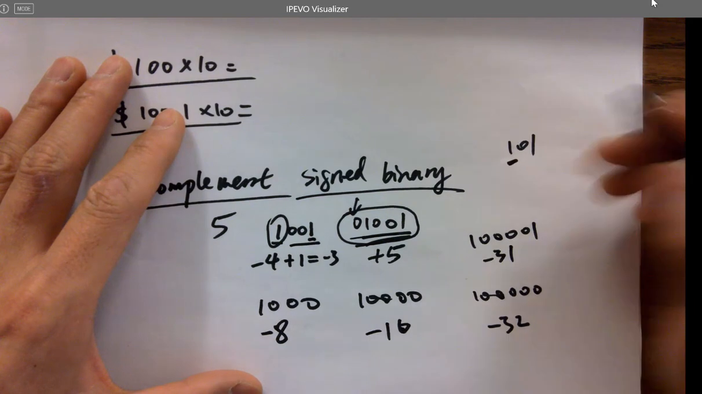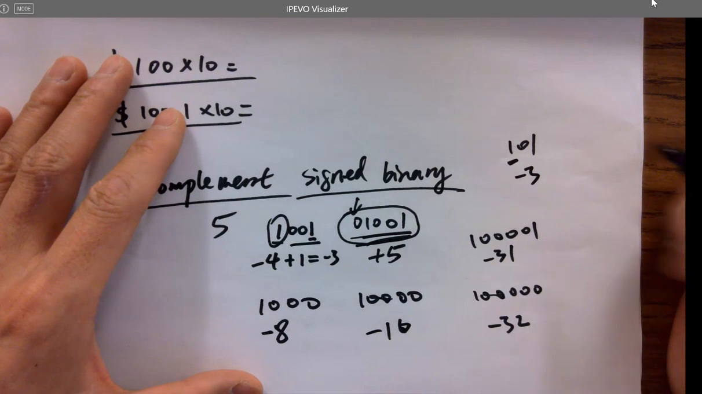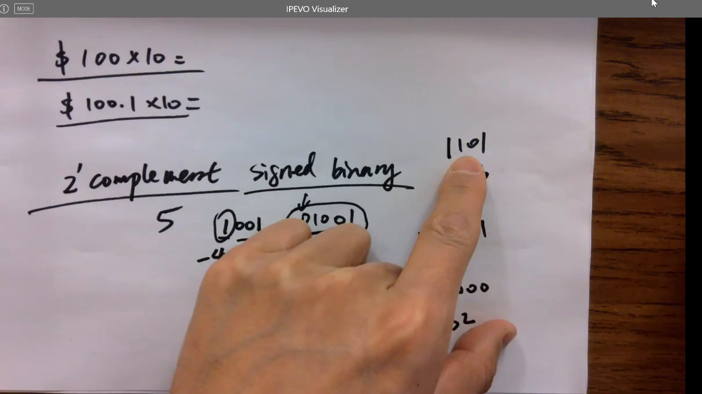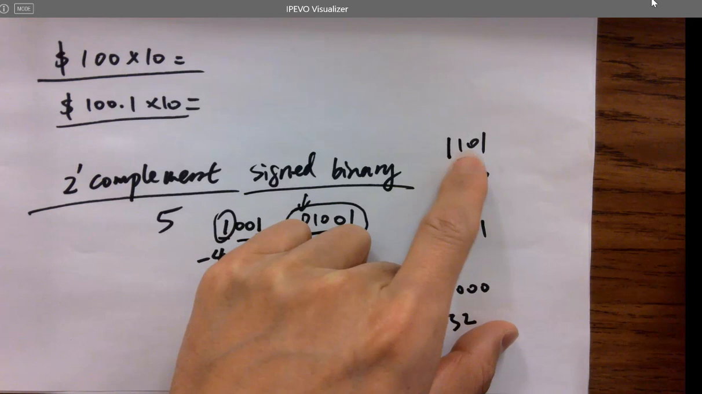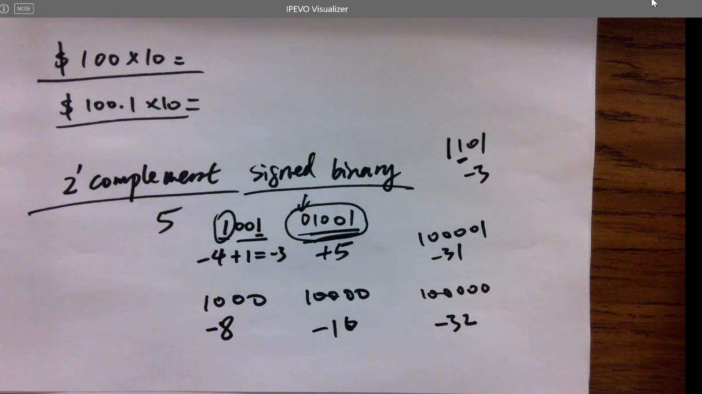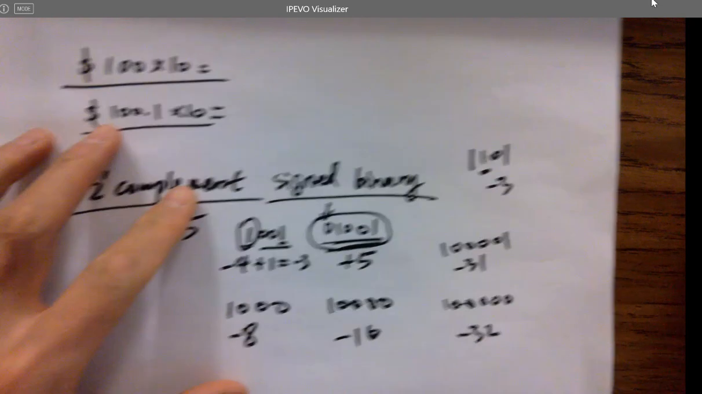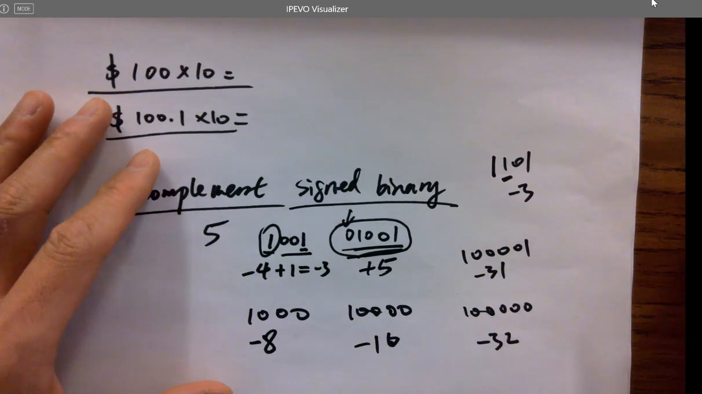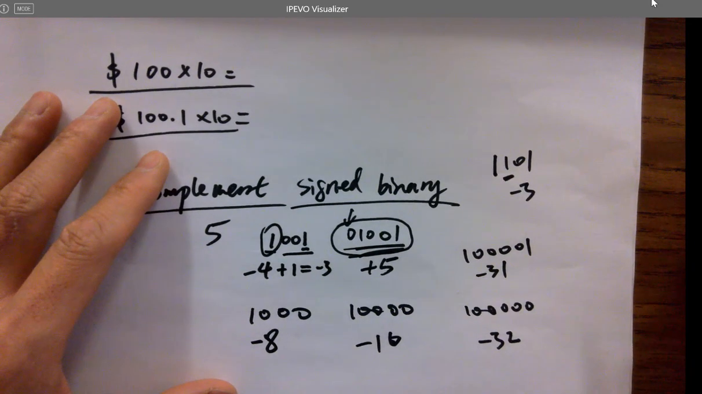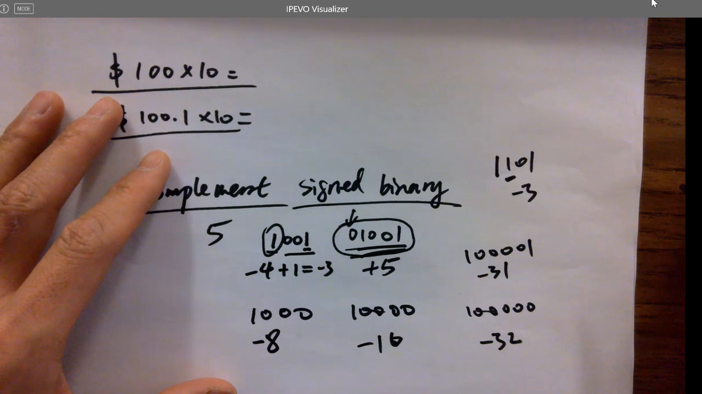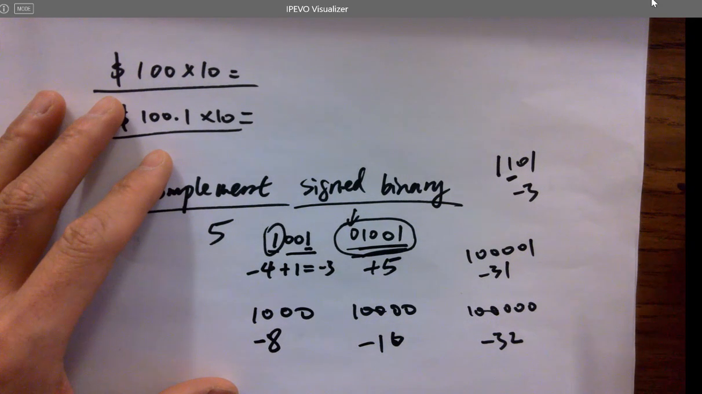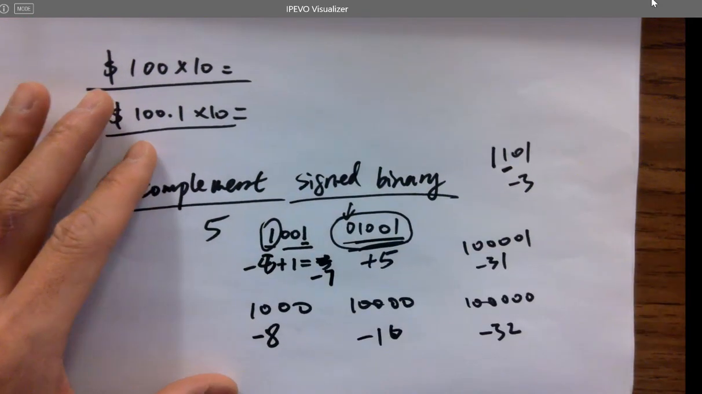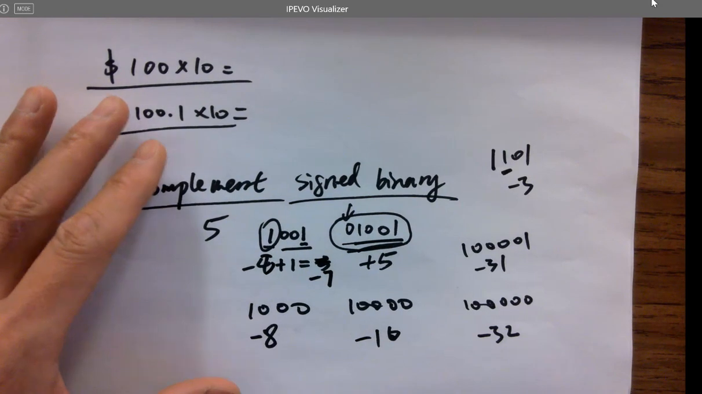Negative 4 plus what, negative 3. Are we in 2's complement? Yes, because the 1 in front makes it 2's complement. If we put a 0 in front, then we're in positive. Why is the 1001 negative 3? Negative 4, and then plus 1. Didn't you just do the same thing with 101? That's a good point. Good catch.